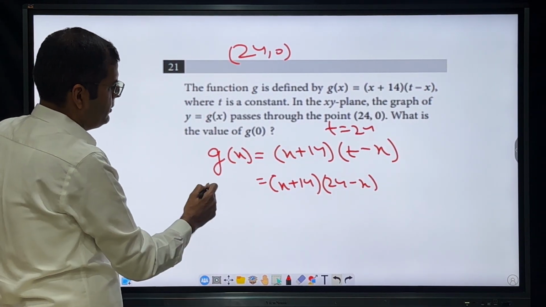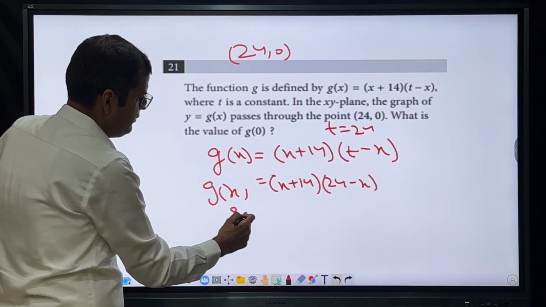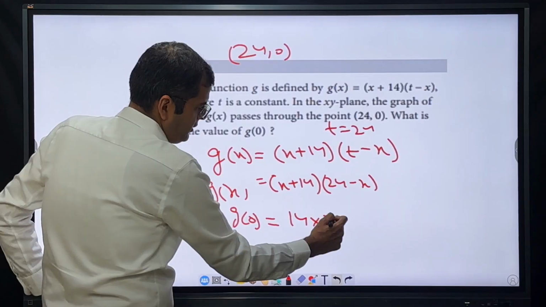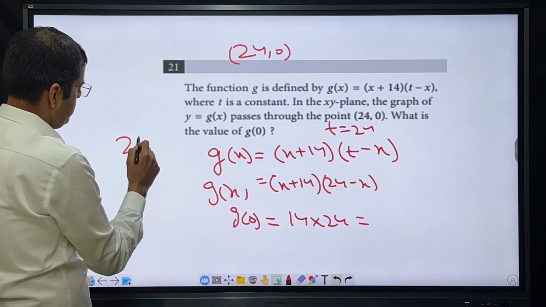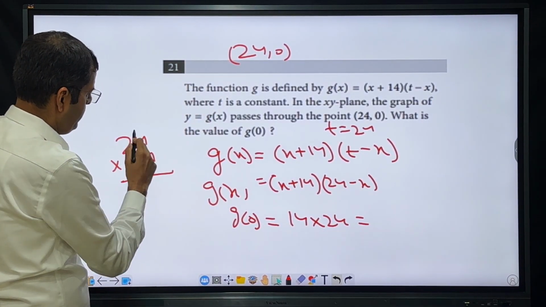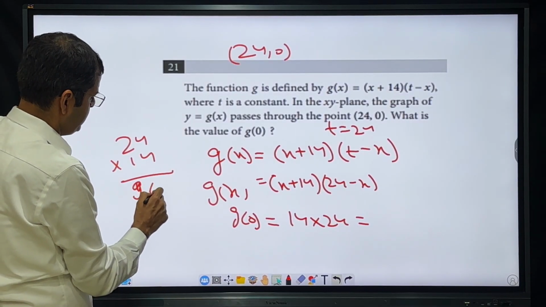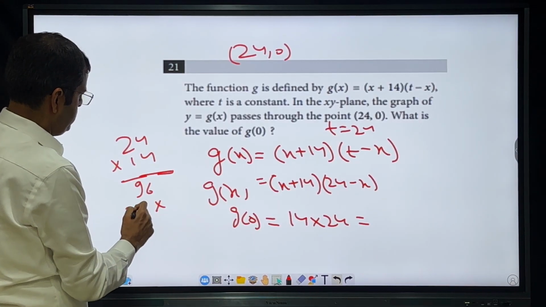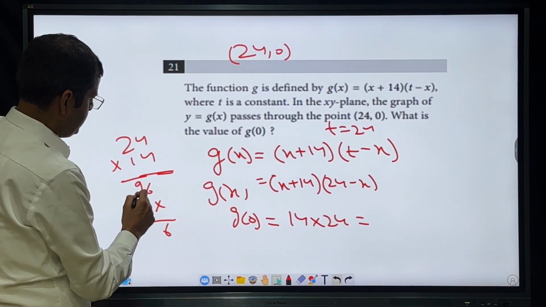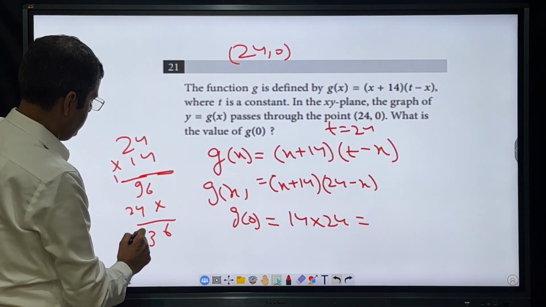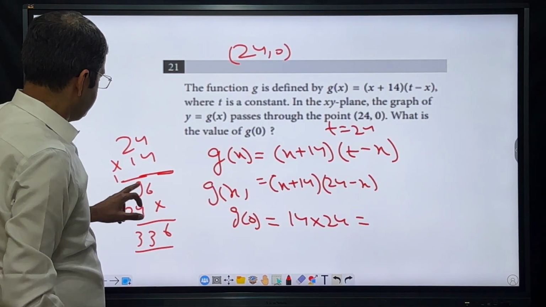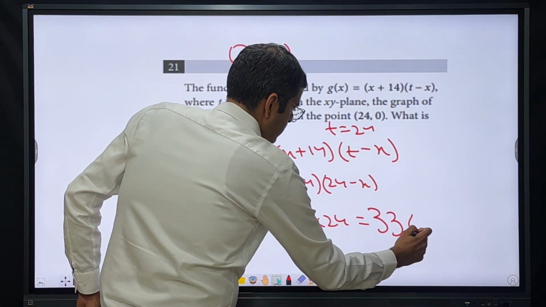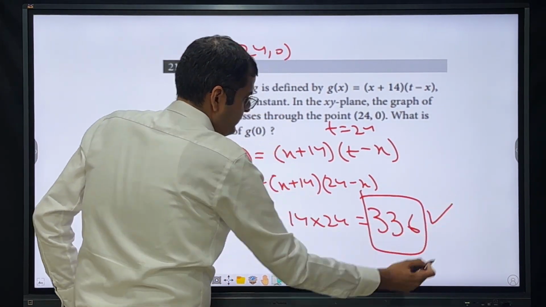What is the value of g of 0? So if this is g of x, g of 0 will be what? You put x as 0. This is 14 and again here x as 0. 14 into 24. If you do 24 into 14, 24 into 4 is 96. 96 and this is 24. This is 6, 9 and 4, 13. 1 here, to 336. So 336 is the answer here.